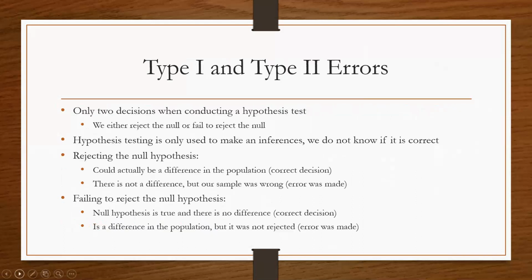So, next up, we have type 1 and type 2 errors. When you're conducting a hypothesis test, you only have 2 real decisions. You either reject the null or you fail to reject the null. You don't know if it's necessarily correct, but you base it on the data we have. When you reject the null hypothesis, there are 2 real outcomes. There could actually be a difference in the population, in which case rejecting the null was the correct decision, or there might not be a difference and our sample is wrong, so an error was made. When you fail to reject the null hypothesis, you could make the correct decision where the null hypothesis is true and there was no difference, or perhaps there was a difference in the population but it was not rejected, in which case an error was made.